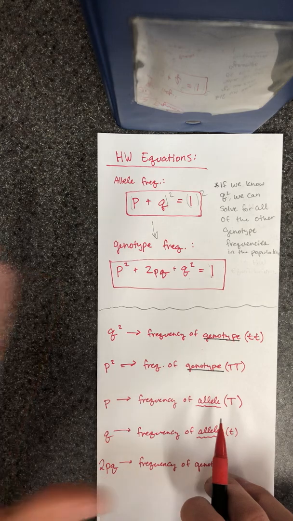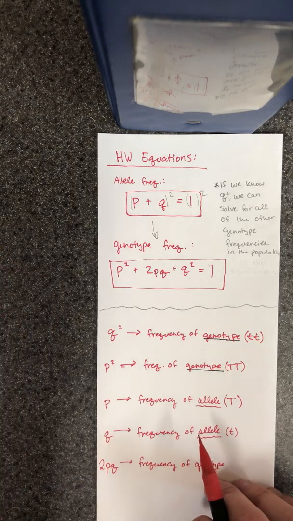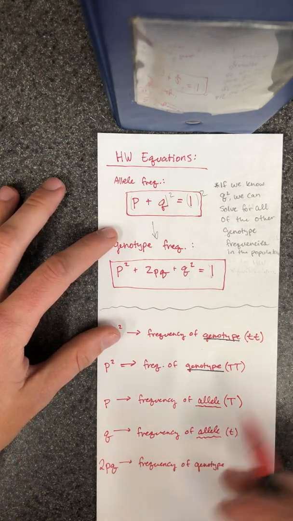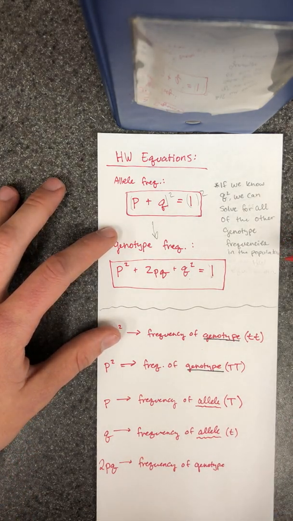Okay, so if we know the number of homozygous recessives in a population total, we can actually solve for all of the other genotype frequencies in a population. So here is an example.